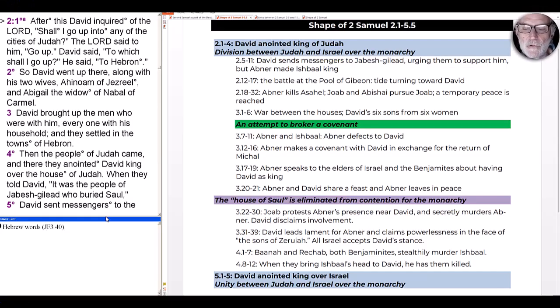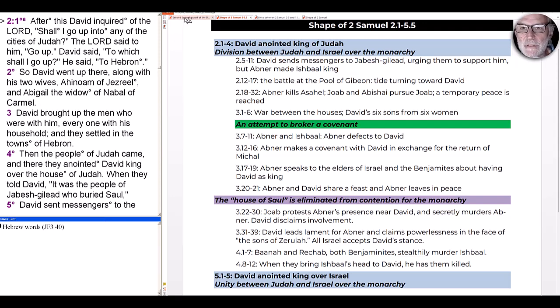Hi. Before we enter into the text of 2 Samuel 2, I thought it would be helpful to do a little introduction to this unit, 2 Samuel 2:1 to 5:5, as you can see on the right side of the screen, and also see how this unit fits into the larger picture of 2 Samuel.